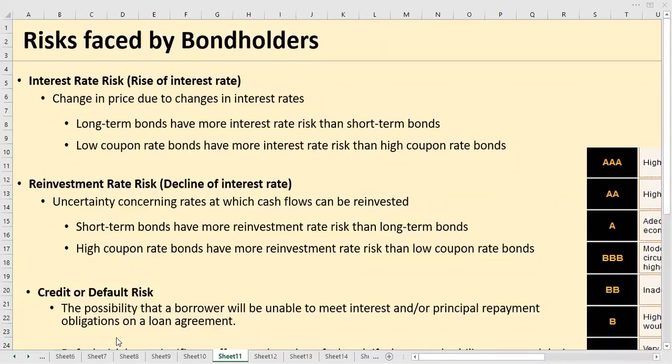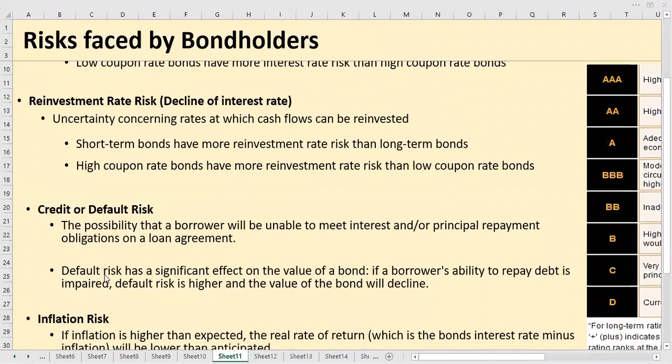Okay, now moving on to the third one, that is credit risk or default risk. Default risk is actually a very easy concept to understand. That is the possibility that the borrower will be unable to meet the interest and principal repayment obligations of the bond or loan agreement. So once the bond is issued, we purchase the bond from the issuer with the intention that he will pay us the promised interest rate according to the agreement and the principal amount, that means the face value, at the end of the period.